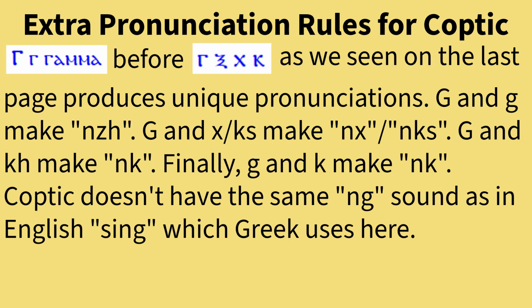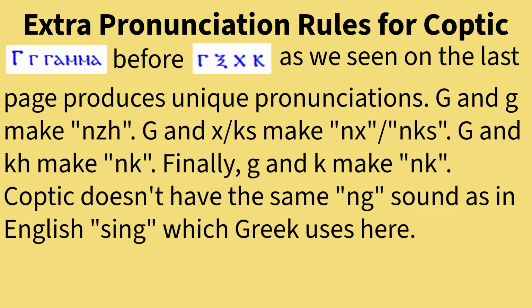So why do we have this changed pronunciation? Well, the letter gamma, before the letter gamma, or the letter xi, or the letter kappa, or the letter gabwa, as we saw in the last page, produces unique pronunciations before these four letters, when it's either doubled with two G's or when there's a G followed by one of the other three letters. So G and G make n, j, so an N sound followed by a j.